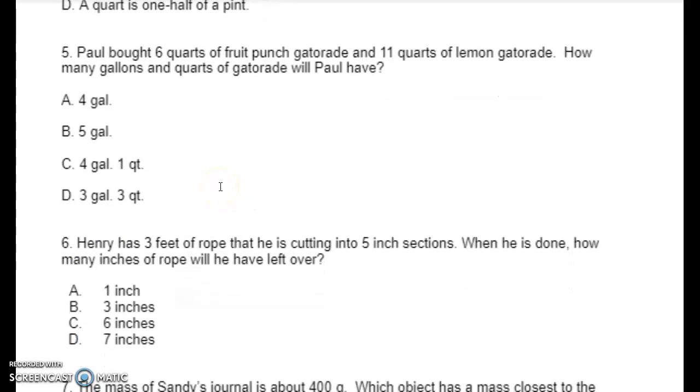Number 5. Paul bought 6 quarts of fruit punch Gatorade and 11 quarts of lemonade Gatorade. How many gallons and quarts of Gatorade will Paul have? A. 4 gallons. B. 5 gallons. C. 4 gallons and 1 quart. D. 3 gallons, 3 quarts.